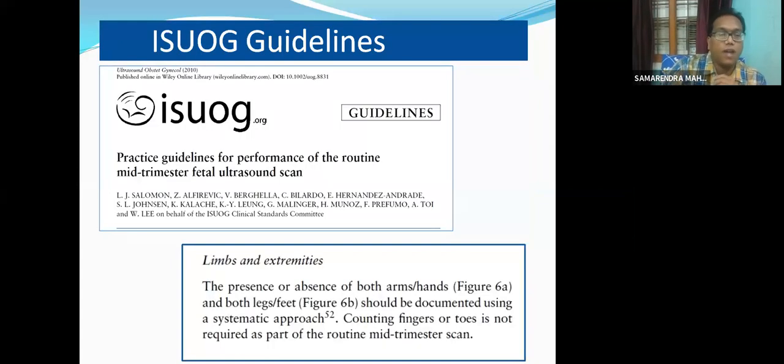So as per the ISUOG guideline, for the mid-trimester ultrasound, the presence or absence of both the arms and hands and both the legs and feet should be documented using a systematic approach. And counting of the fingers is not required as a part of the routine mid-trimester scan. And here we have to note two things. One is documentation and second is systematic approach.